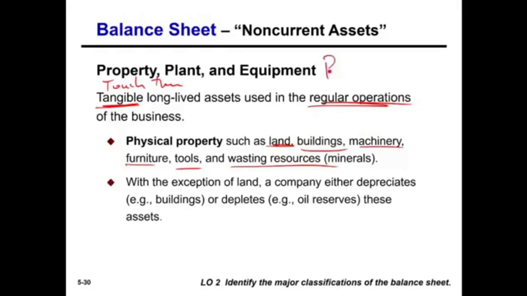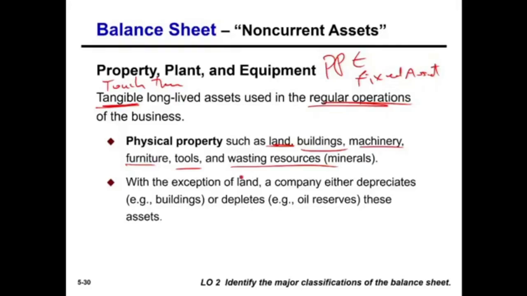So those are the assets that we consider property, plant, and equipment. Sometimes you know them as PP&E. Sometimes they are called fixed assets. I'm not sure if they're called something else, but those are the two names that I can think of, PP&E and fixed assets.